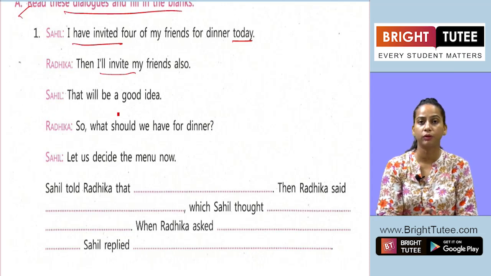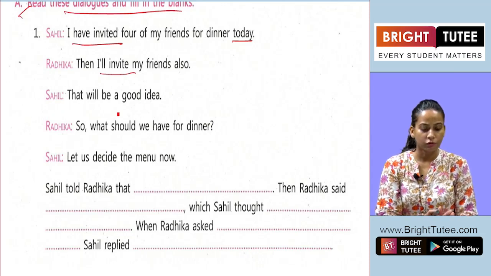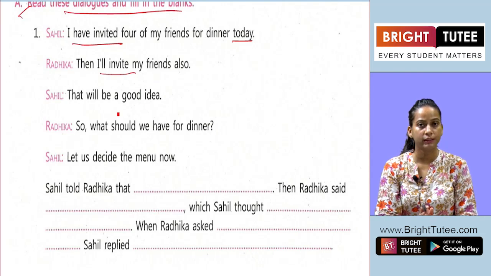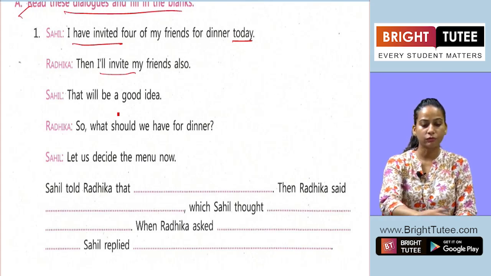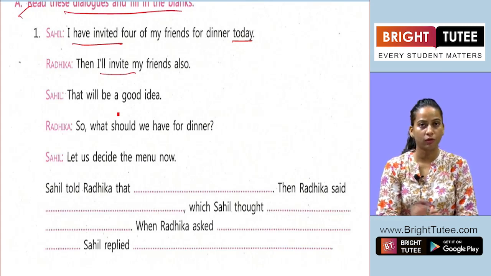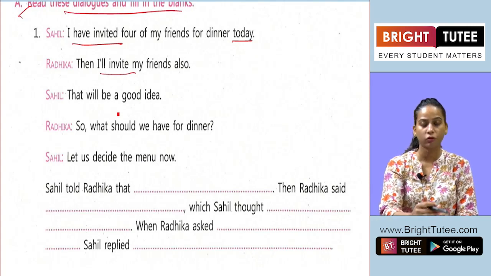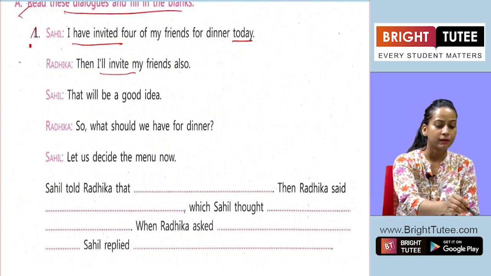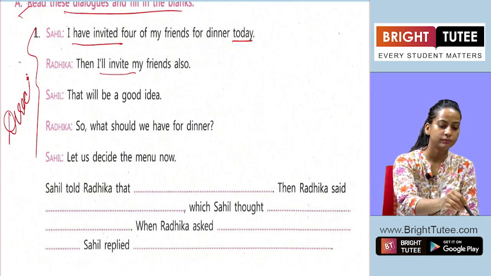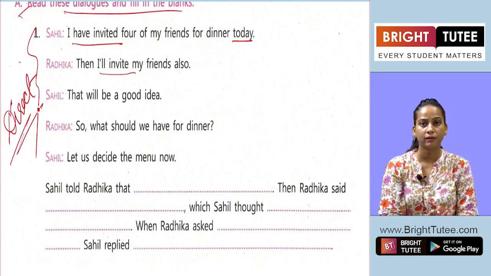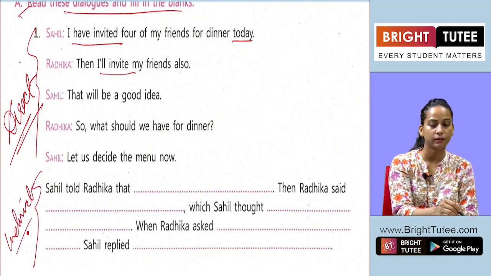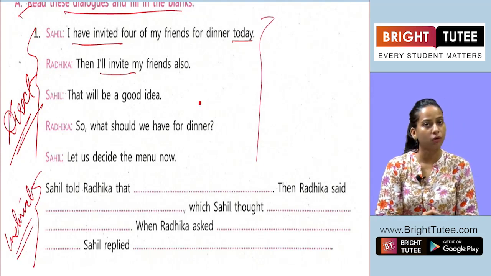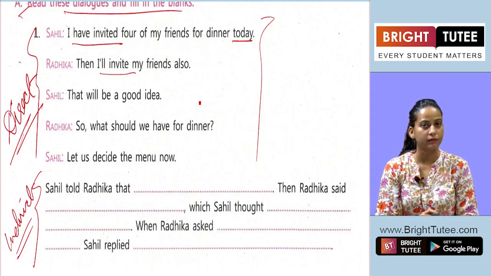Sahil: That will be a good idea. Radhika: So what should we have for dinner? Sahil: Let us decide the menu now. Now this is the dialogue they have given, the conversation between the two. Based on that we have to change this direct into indirect. This is the direct one and we have to change these direct sentences into the indirect one. Clear? We have to refer to this given conversation for filling the blanks.